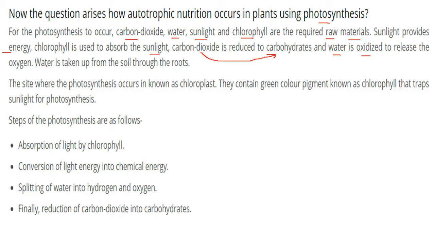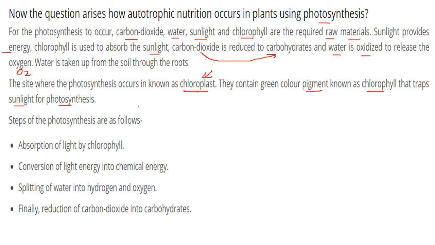Water is taken up from the soil through the roots, or it can be taken from outside moisture. The chloroplast is the site where photosynthesis actually occurs, and it contains a green color pigment. The leaves especially have chlorophyll, and chlorophyll is responsible for trapping the sunlight, the energy for photosynthesis.